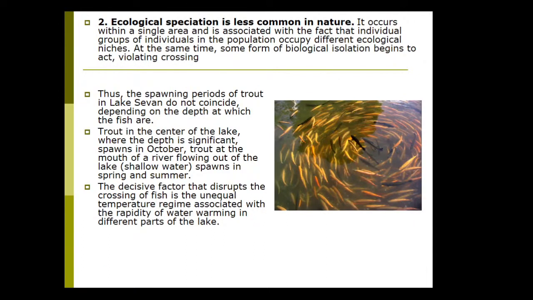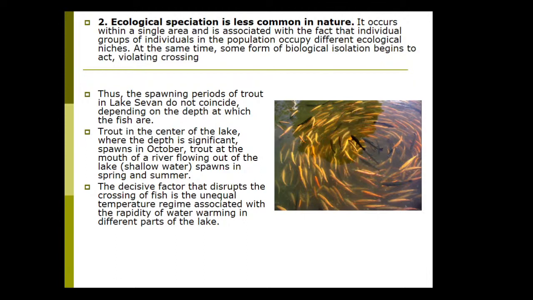Next, ecological speciation is less common in nature. It occurs within a single area and is associated with the fact that individual groups of individuals in the population occupy different ecological niches. At the same time, some form of biological isolation begins to act, violating crossing.